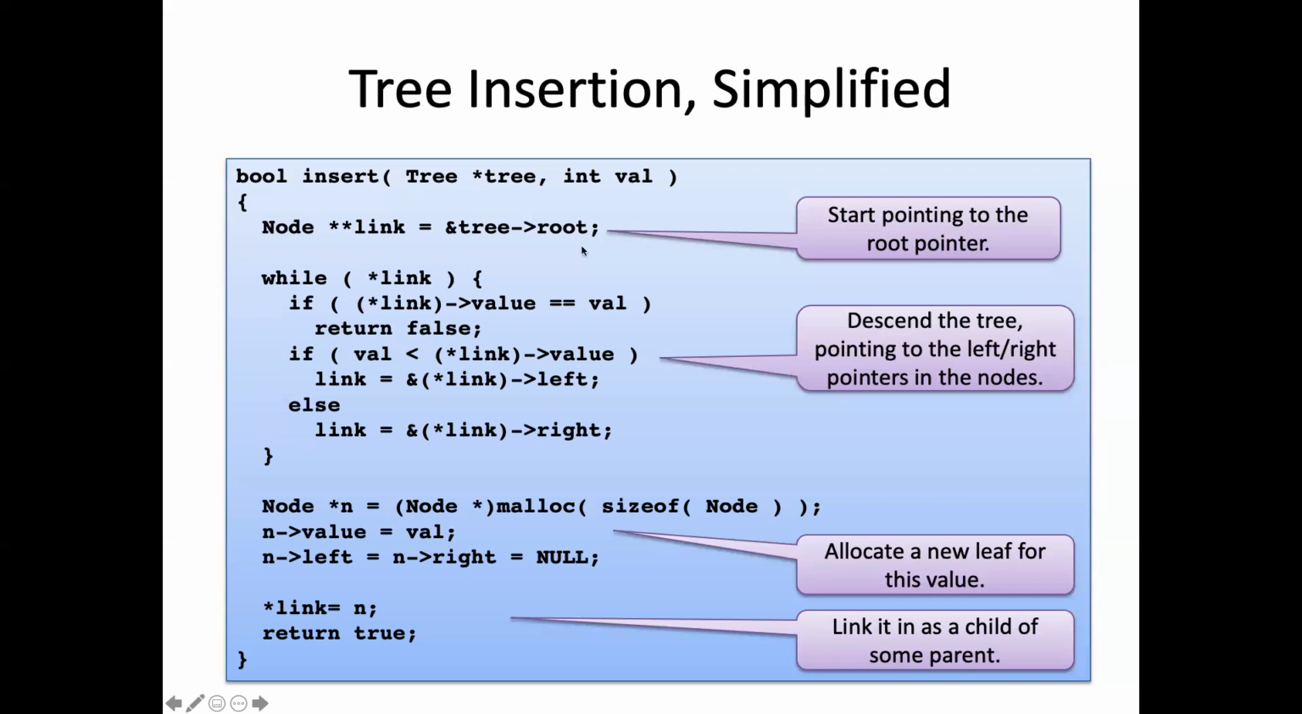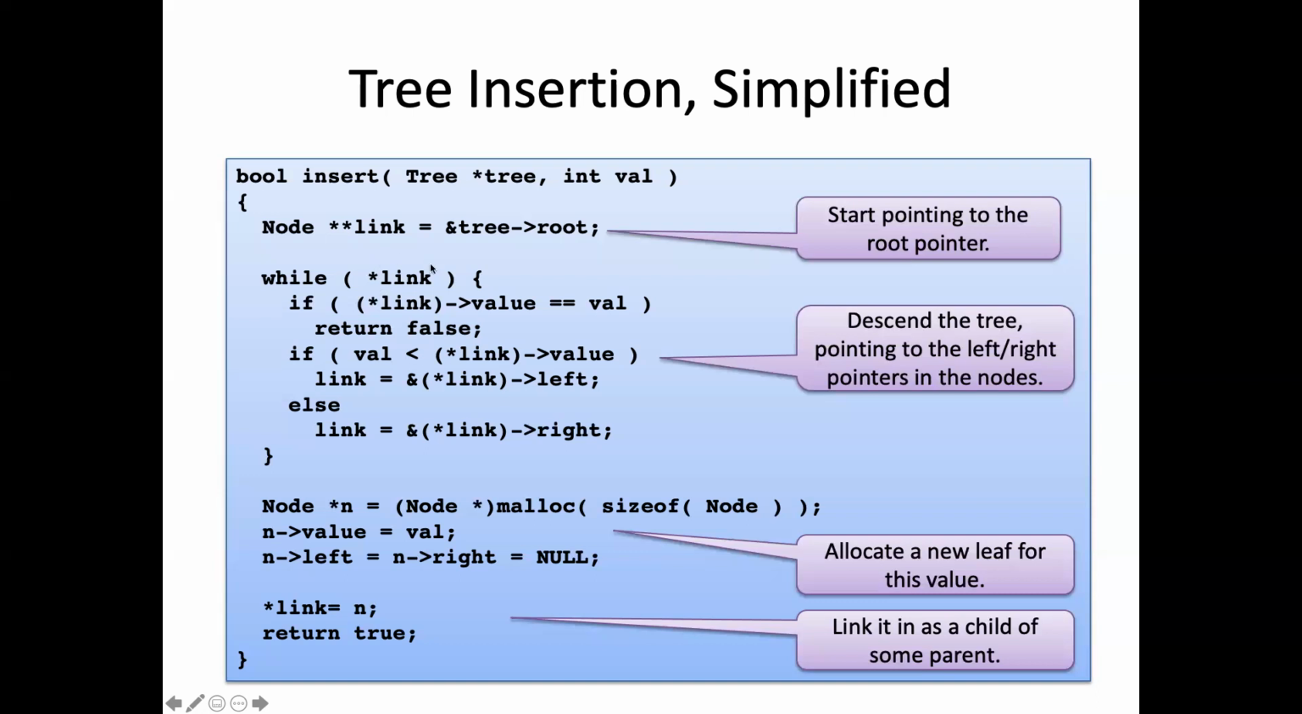And then we're going to go look for a pointer that's null. So maybe the root pointer is null, maybe we're going to descend the tree and find a null pointer, but as long as link is pointing to a non-null pointer, as long as the pointer we're looking at is non-null, we need to keep moving down the tree. And that's what this while loop says. We dereference link, so that gives us the value of the pointer, of the thing it points to.